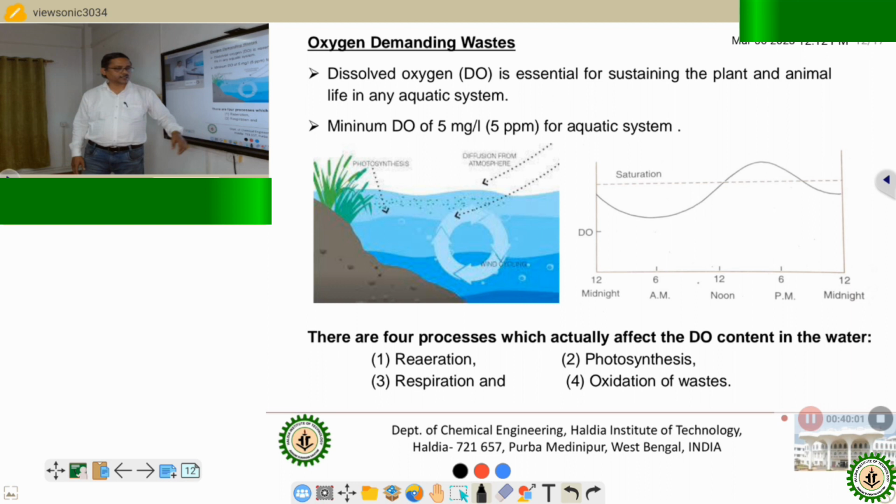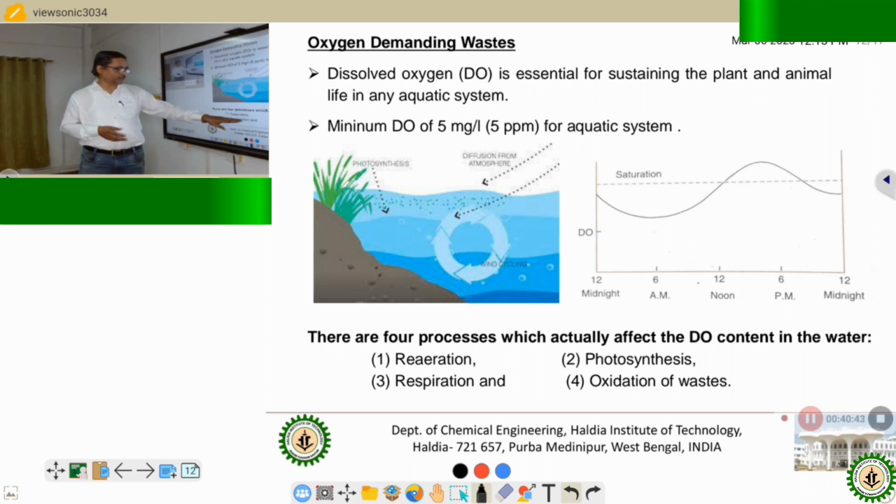Re-aeration means stirring of water. During the stirring, what will happen? Oxygen from the atmosphere will mix into the water, so the oxygen level of water will increase. That means DO will increase. By aeration, DO will increase. In the same way, by photosynthesis, as you know, oxygen is generated. The aquatic plants go for photosynthesis and produce oxygen, and in that way they are also increasing the DO in the water. So these two, aeration and photosynthesis, have a positive impact on the DO.